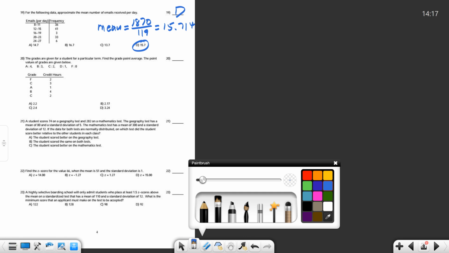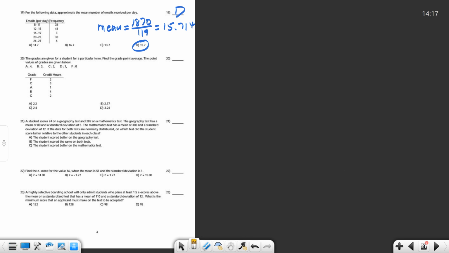So now let's look at the next one here. The grades are given for a student. Find the grade point average. And here are the grades below, right? An A is worth 4, a B is worth 3, a C is worth 2, a D is worth 1, and an F is not worth anything.